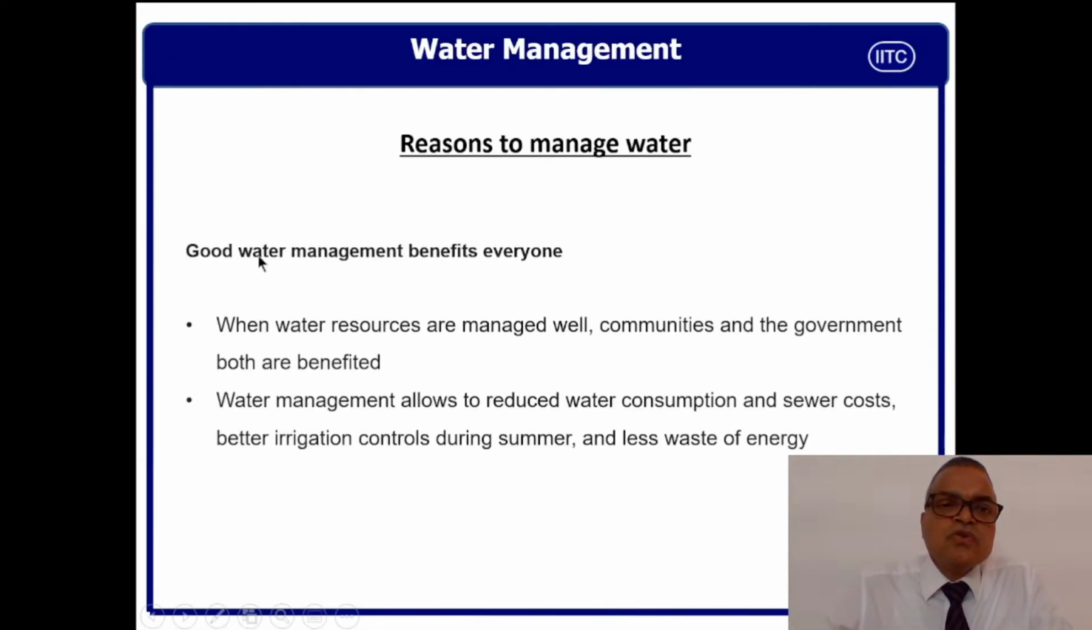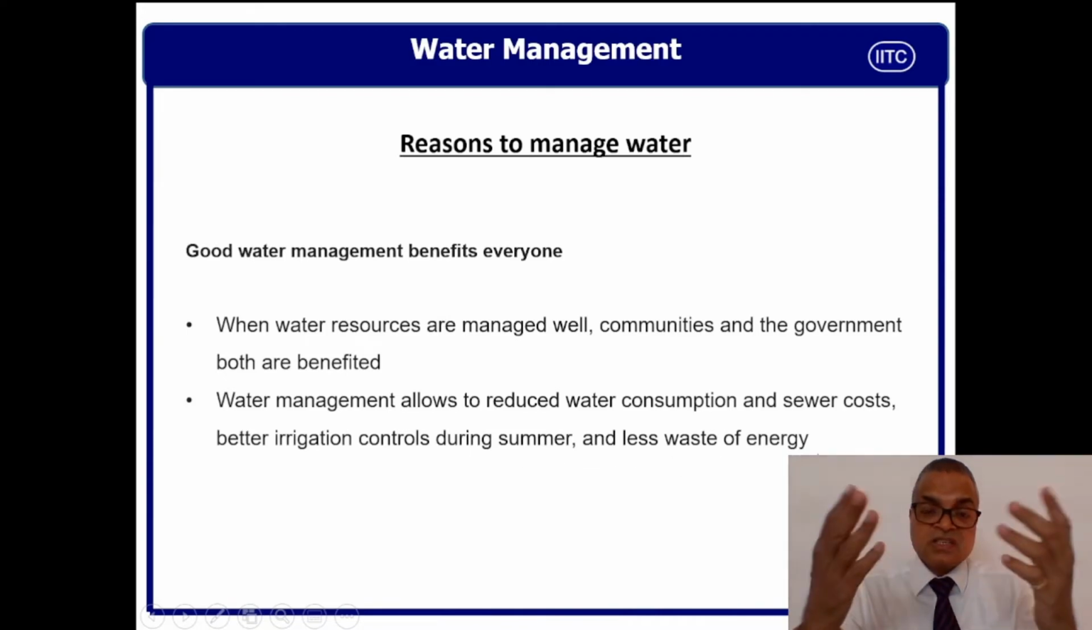Guys, good water management benefits everyone. When water resources are managed well, communities and government both benefit, because water management reduces water consumption and sewer cost, gives better irrigation control during the summer, and definitely means less waste of energy.